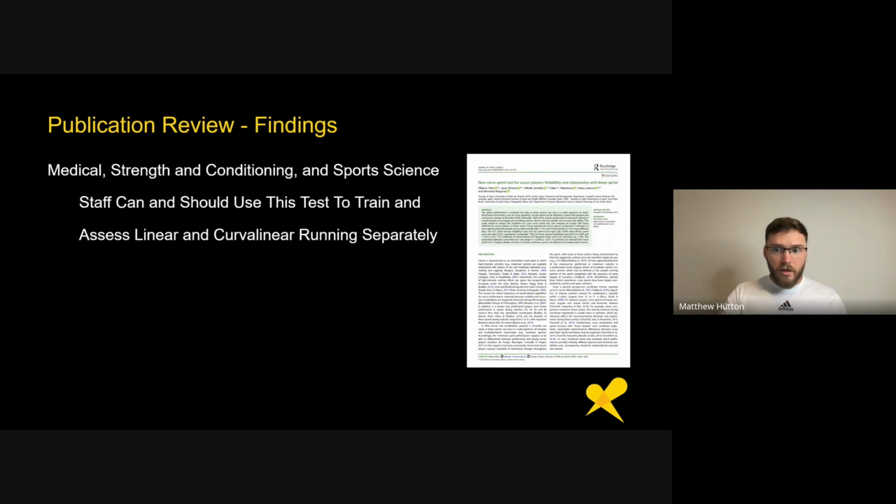Cool. The takeaways they were suggesting, and I already touched on this, were that the medical staff can use it, the strength and conditioning staff can use it, and the sports science staff can use curvilinear running, both in terms of assessing it and in terms of training for it. So it's a skill. We know there's a physical element to it, and we know that can be helpful in terms of muscular development. If you have a specific hamstring strain, maybe you want to do more left-sided or right-sided running, but you're probably going to want to get some kind of curved exposure in their rehab.